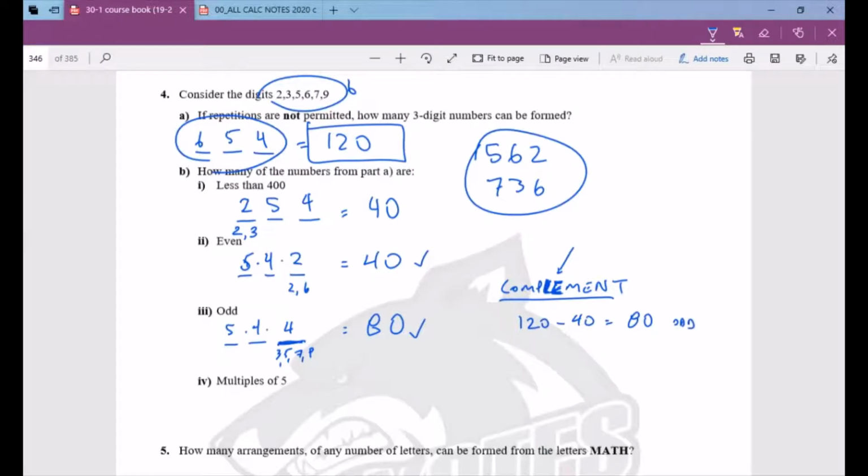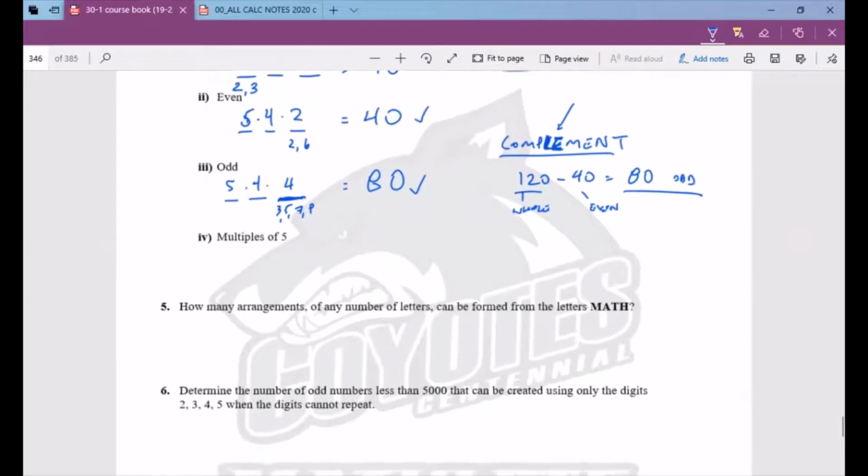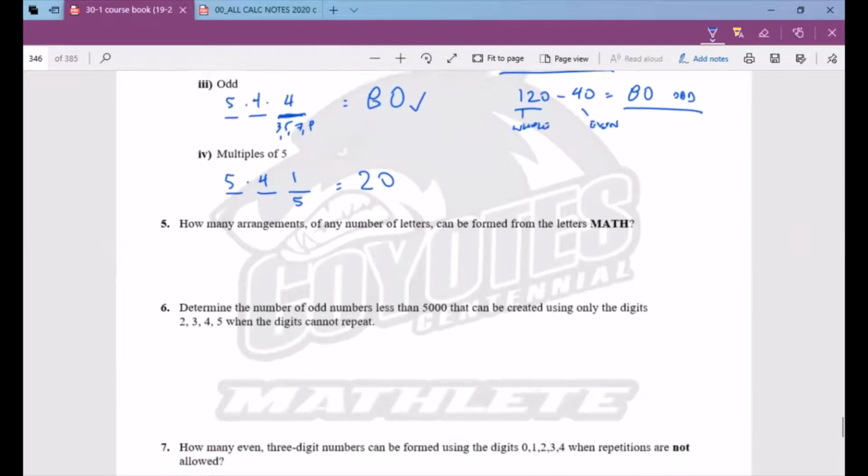So this idea of subtracting from the whole. Here's your whole group of numbers that you could make. We subtract the ones that aren't odd, and it gives us the ones that are odd. This idea of complement we will revisit a number of times in this unit. Multiples of 5. If a number is a multiple of 5, it either ends in a 5 or a 0, but we don't have a 0. So it's just this. Times 5 times 4. So deal with the restrictions first. 20 of our numbers will be multiples of 5.